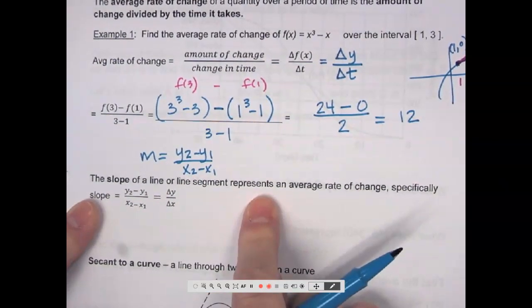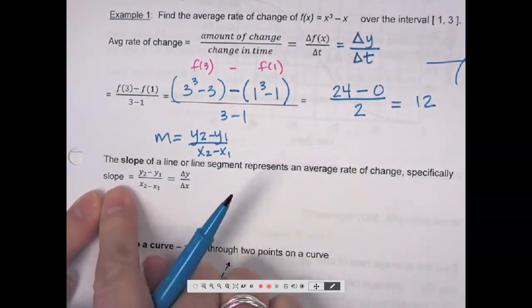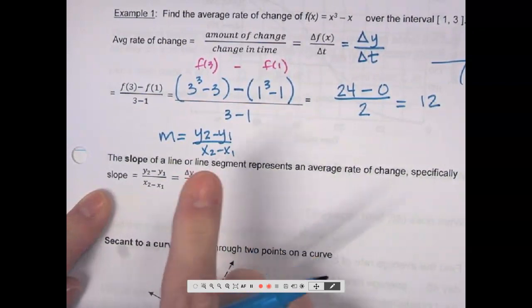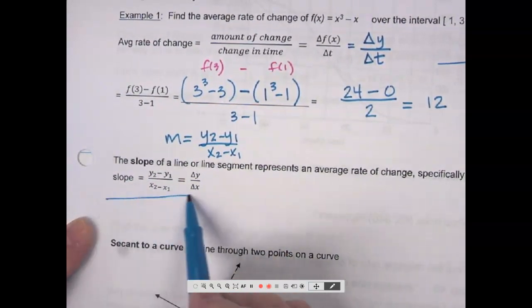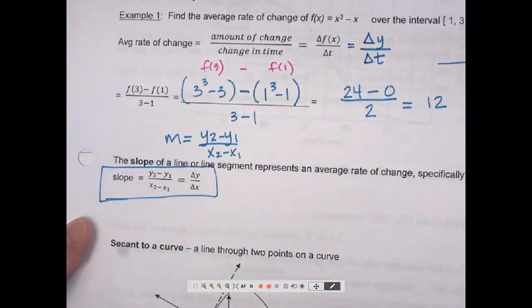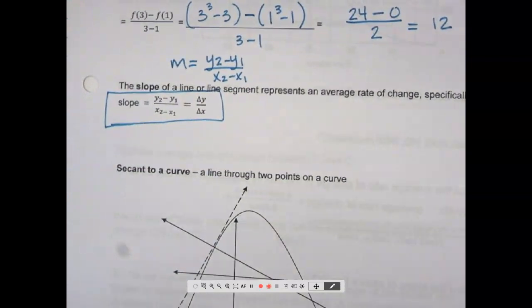Okay, so here we go. The slope of a line or line segment represents an average rate of change. Specifically, here's your slope formula: equals delta y over delta x. If you don't remember it, now would be a really good time to memorize that.